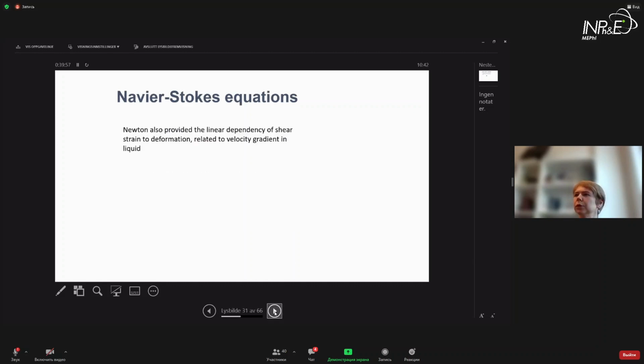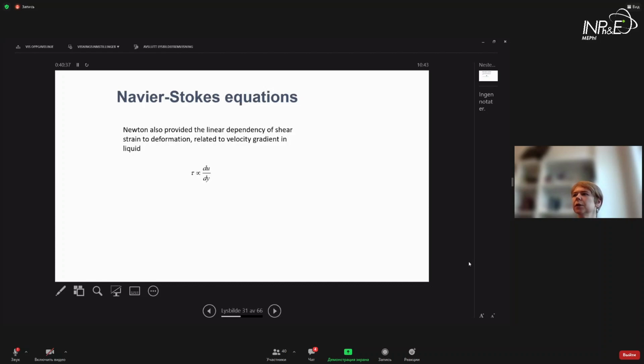So here is the first component of the Navier-Stokes equation, because that's what it is. But we need to know a little bit more. And here comes another very important assumption. This one is due to Newton. And this is a special type of dependency of shear strain and deformation, which is related to the velocity gradient in a liquid. And it sounds like many words, but you recognize it immediately when you see it, because this is one of the first things you have learned in your fluid dynamics courses.